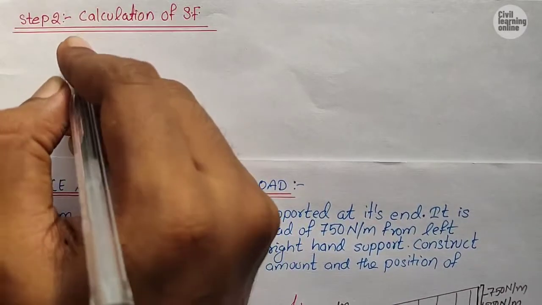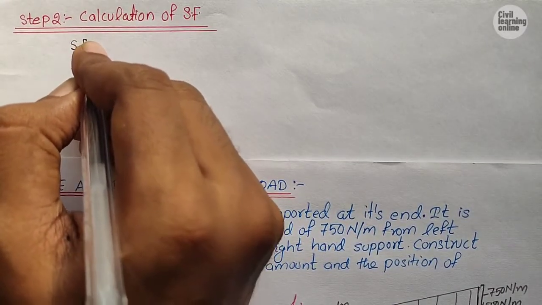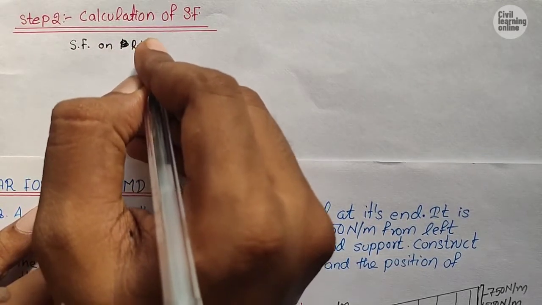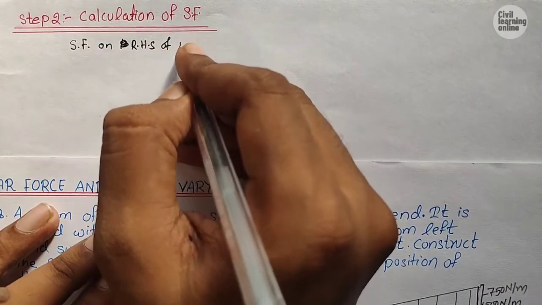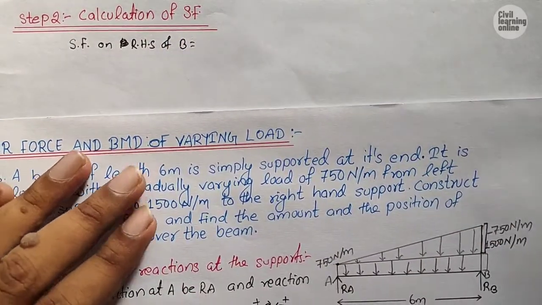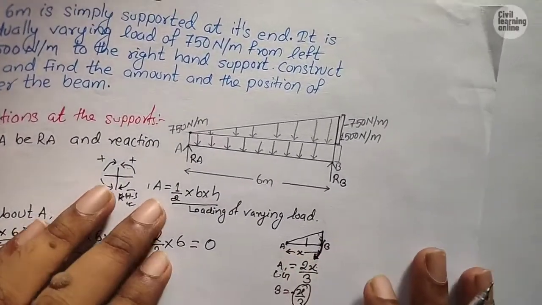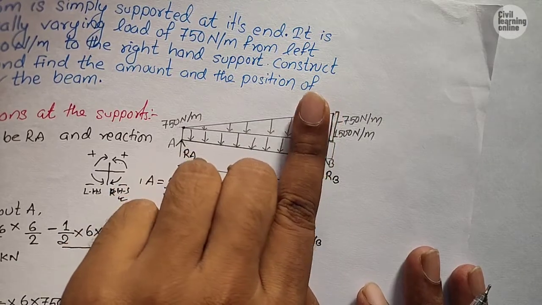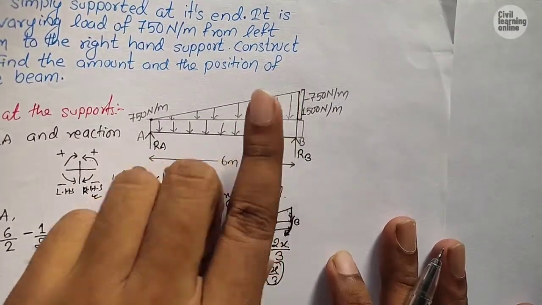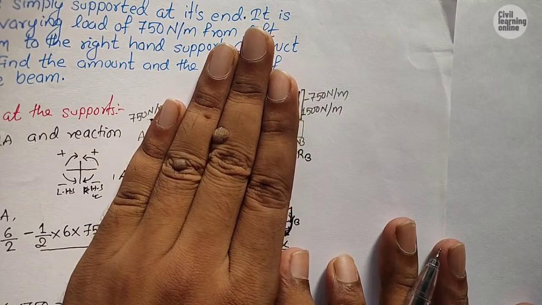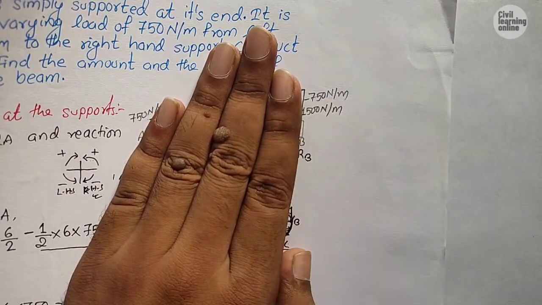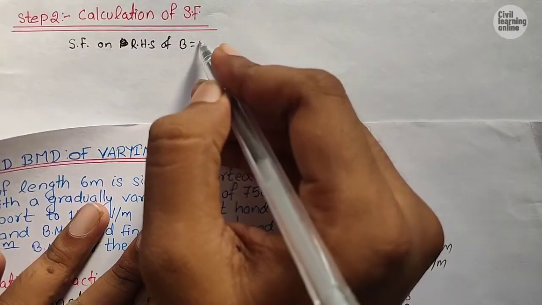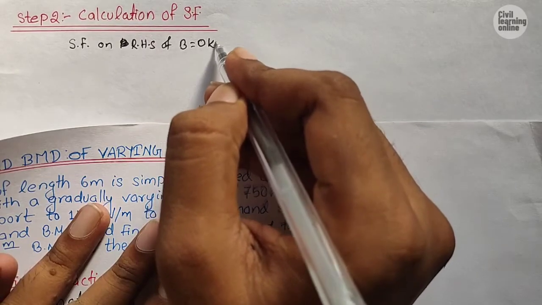So I am going to write here shear force on RHS of B, means shear force on the right hand side of B. Now guys, while calculating the shear force at RHS of B, just cover the support. On RHS of B there is no loading, so the shear force on RHS of B will be equal to 0 kilonewton.